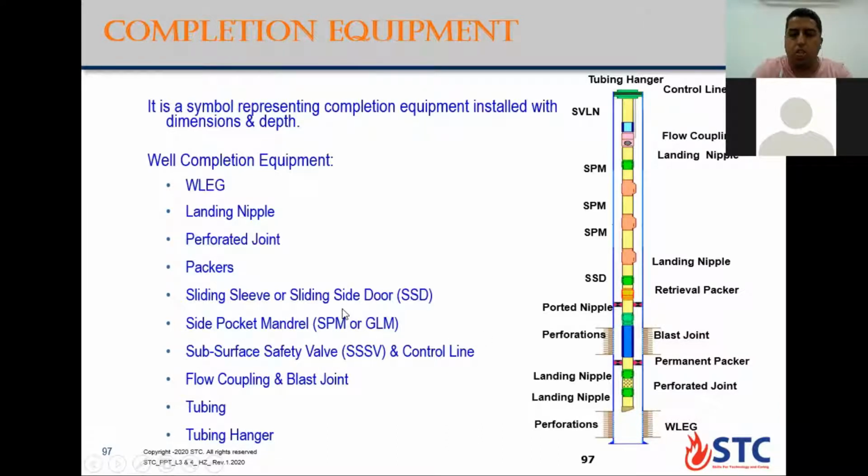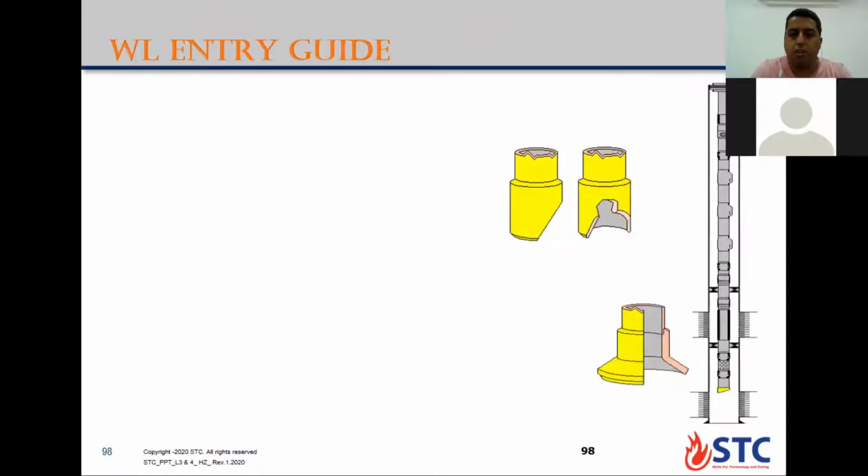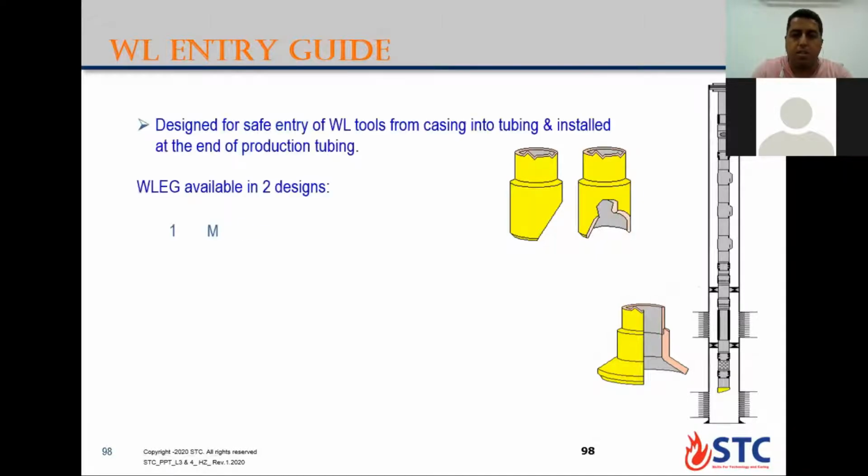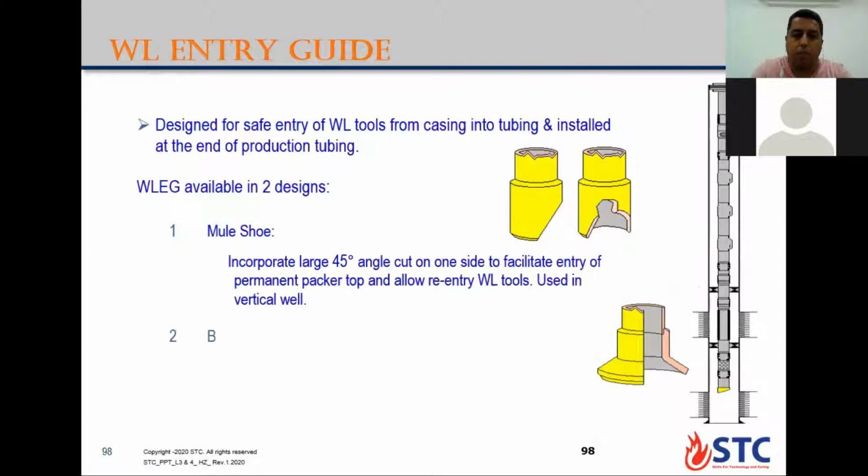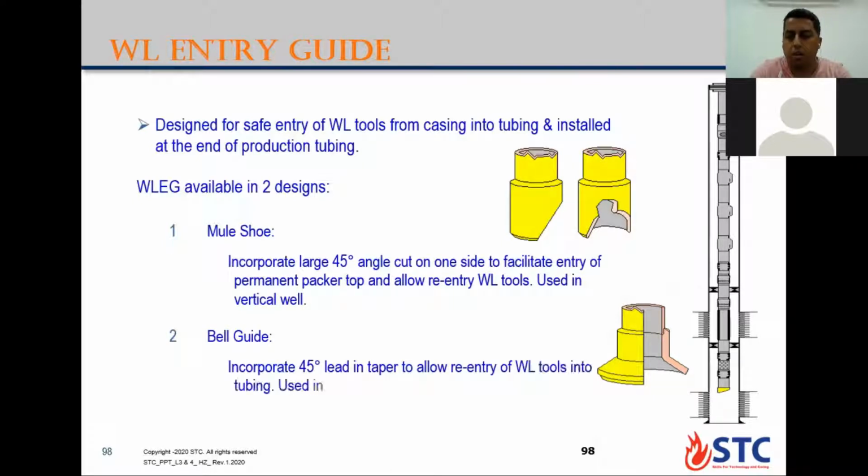Let's check in detail. First one from the bottom will be the wire line entry guide. From its name, it is designed to allow the wire line or slick line coming out from the string to make some job below, to help it enter the wire line tool inside the string again. That's why the shape of the wire line entry guide is different from a normal pipe connection.